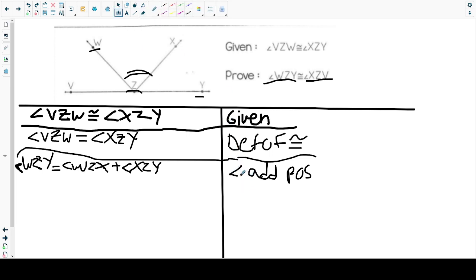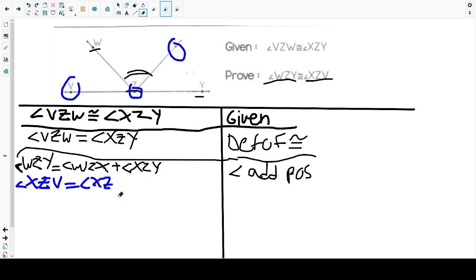There we go. So the angle addition postulate tells me that the big angle can be summed together with the 2 small angles. Now again, I also have to get in XZV. So XZV, I'm going to look at that and say, what can I say about that guy? Well, similarly, it's another angle sum. So XZV is equal to XZW. Actually, I'm going to write it the same way I did last time, just to show you something.